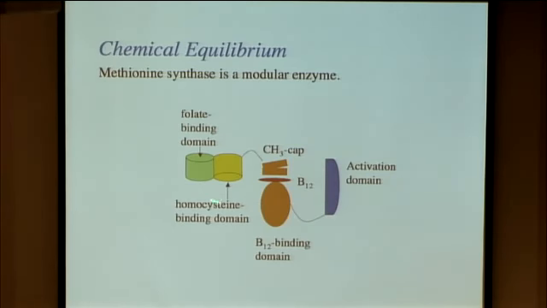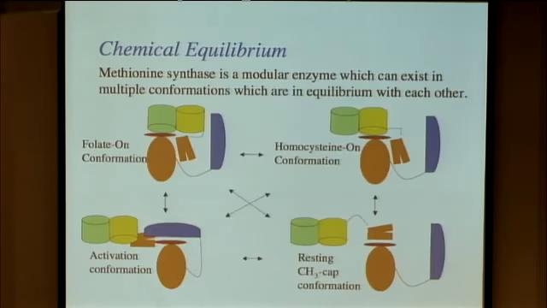The B12 here needs to interact with a folate domain, a homocysteine domain, and an activation domain. So you need to have at least these 4 different structures. And these 4 structures will be in equilibrium with each other. So you need to have a structure with folate binding domain on top of the red B12. You need to have homocysteine in yellow on top of the B12. You need to have a resting state where those helices are on top of the B12. And you need to have an activation state where the adomet domain is on top of the B12.